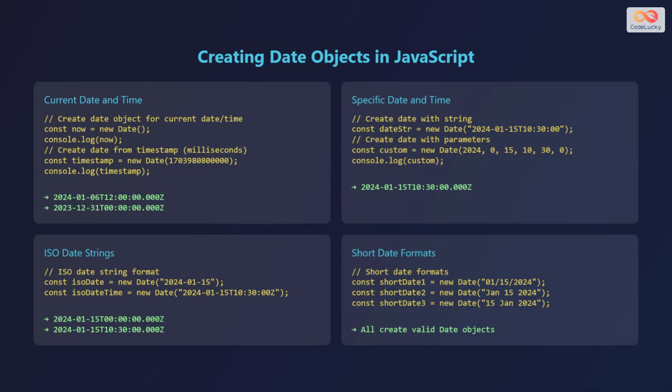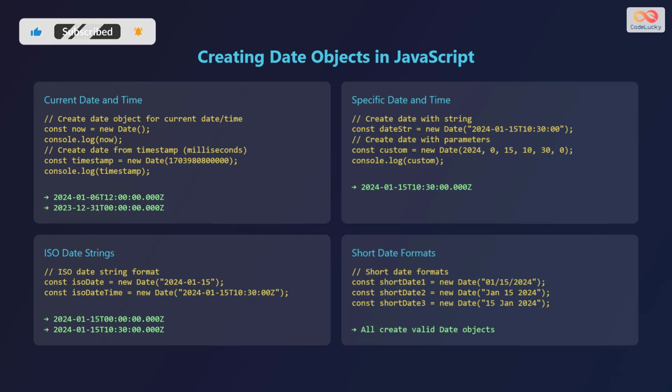Let us learn how to create date objects in JavaScript. The first code block demonstrates how to create a date object for the current date and time using the new Date constructor without any arguments. The output displays the current date and time in ISO format. Additionally, a date object can be created from a timestamp, which represents the number of milliseconds since the Unix epoch.